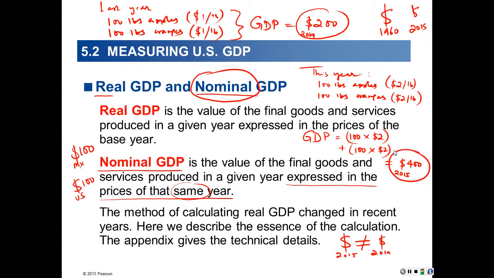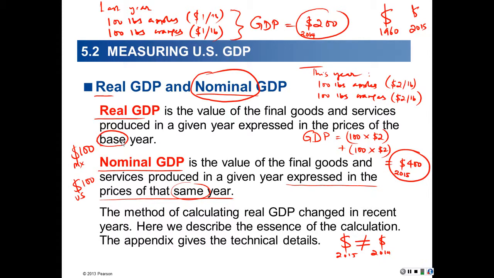So what is my point here? My point is that nominal GDPs may not be compared. You can't compare the nominal GDPs from two different years because they are different currencies, really. Right? So in order to compare GDP across time, we need something called real dollars. We need real GDP. So what is real GDP? It says here, real GDP is the value of the final goods and services produced in a given year, expressed in the prices of the base year.